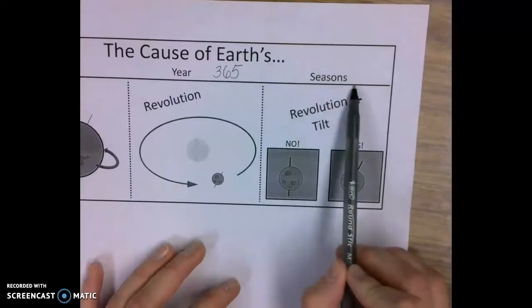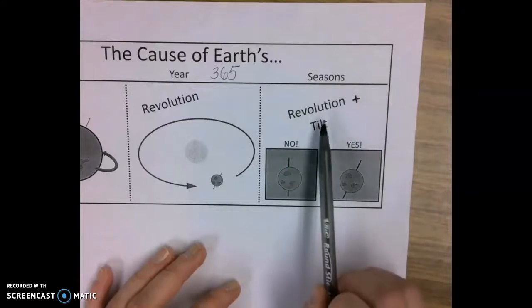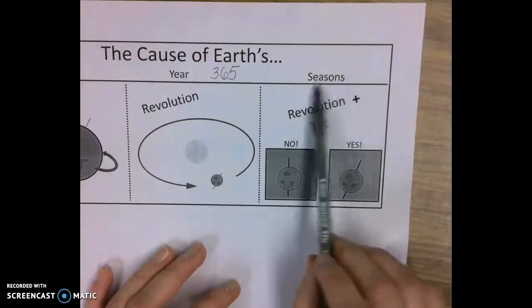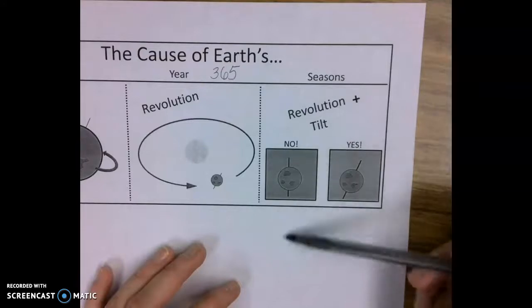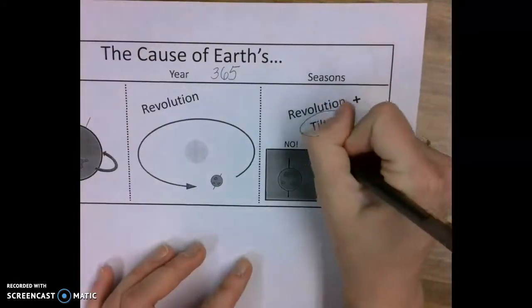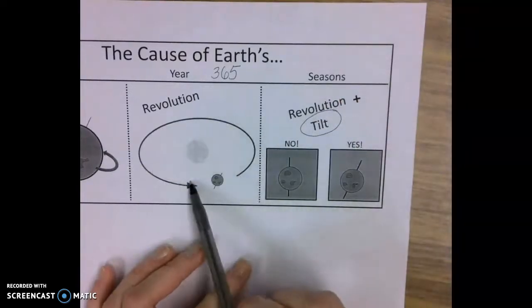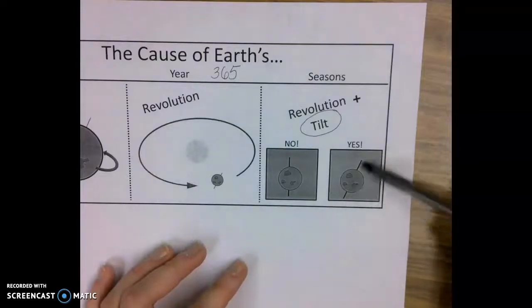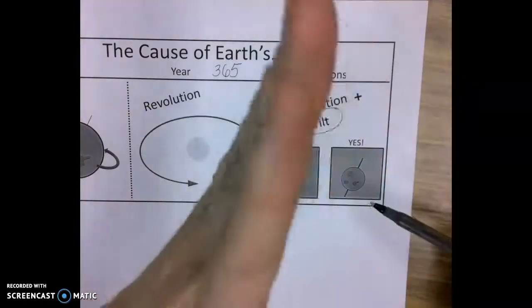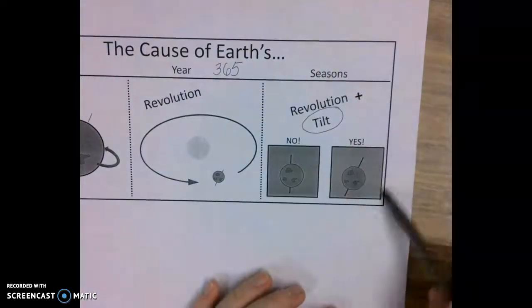This says seasons, so spring, winter, summer, and fall. The reason why we have the seasons is not because of the sun, it's because of the tilt. Okay, so the revolution, that means it's going around the sun, but the direction, it's kind of tilted. See how it's tilted? It's not like this, it's like this. The tilt creates the seasons. Okay, so we'll go over that every single day.